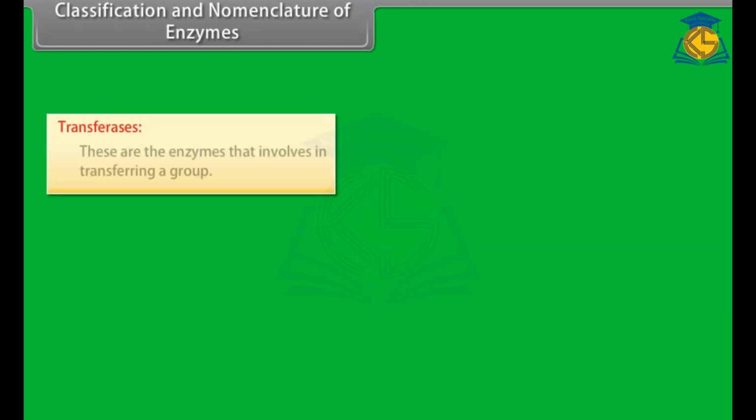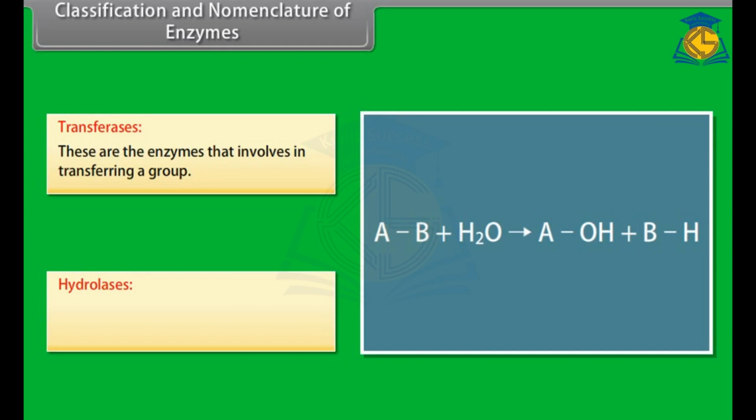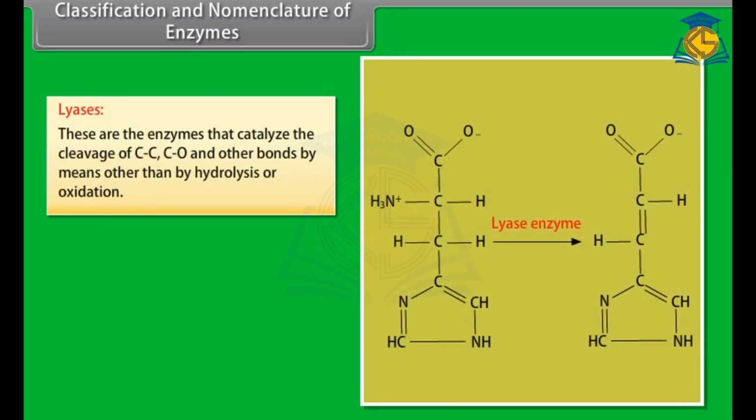Transferases. These are the enzymes that are involved in transferring a group. Hydrolases. An enzyme that speeds up the process of hydrolysis. Classification and nomenclature of enzymes. Lyases. These are the enzymes that catalyze the cleavage of C-C, C-O and other bonds by means other than by hydrolysis or oxidation.